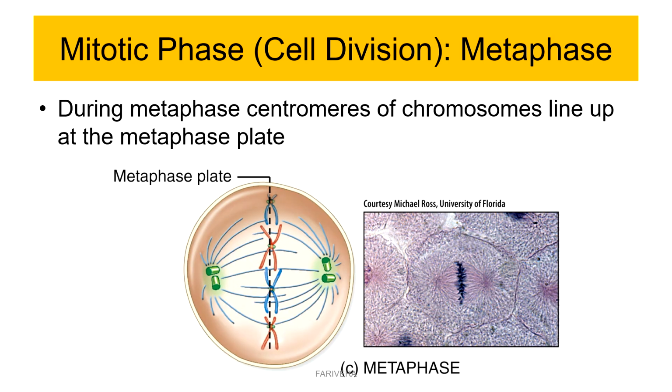During metaphase, the chromosomes line up at the middle of the cell. This area is called the metaphase plate. An easy way to remember this is metaphase, of course, middle. Proper chromosome alignment is important to ensure that genetic material is distributed accurately to the daughter cells.